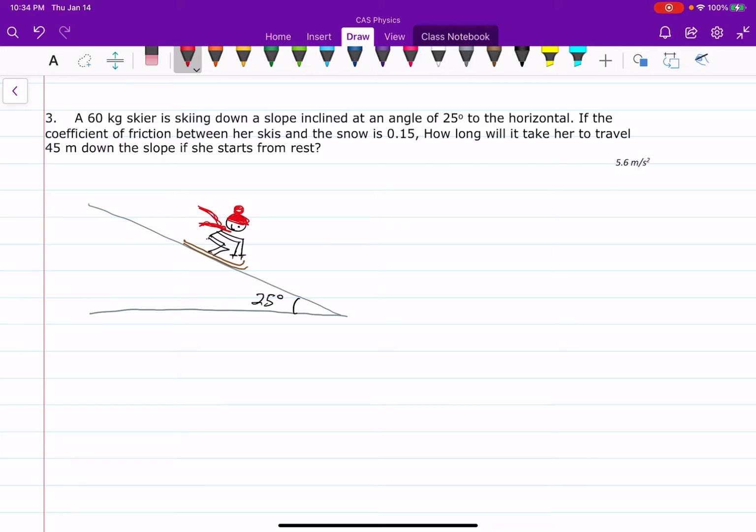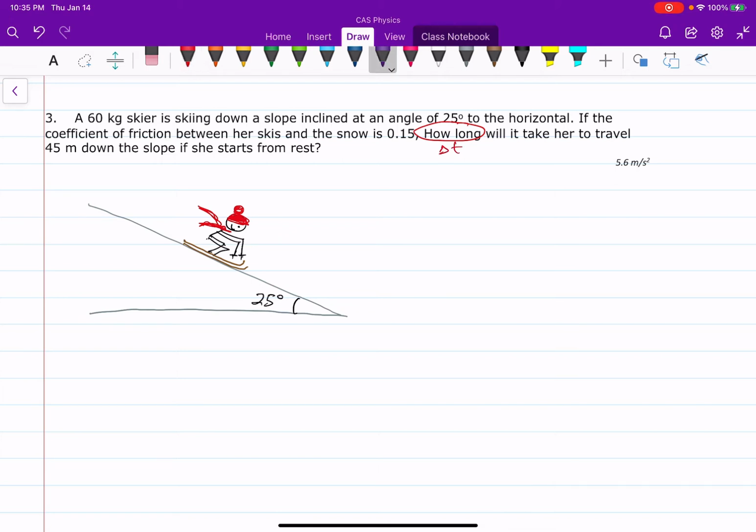The slope is inclined at 25 degrees. They tell us the coefficient of friction between her skis and the snow, and they ask how long it will take her to travel a certain distance if she starts from rest. So they're looking for a time.